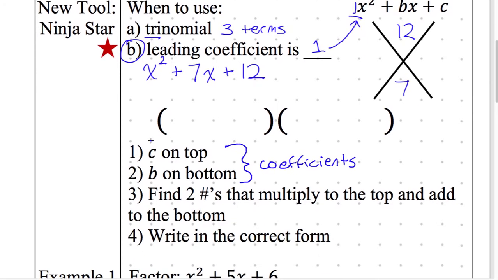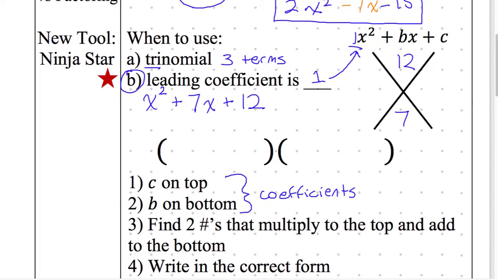All right, so now this is the hardest part. Once you set up a Ninja Star, this tool, the hard part is you have to find 2 numbers that multiply to the top and add to the bottom. So I want you to copy this down: what adds, so I'm going to do a plus sign, what adds to 7 and multiplies to 12.